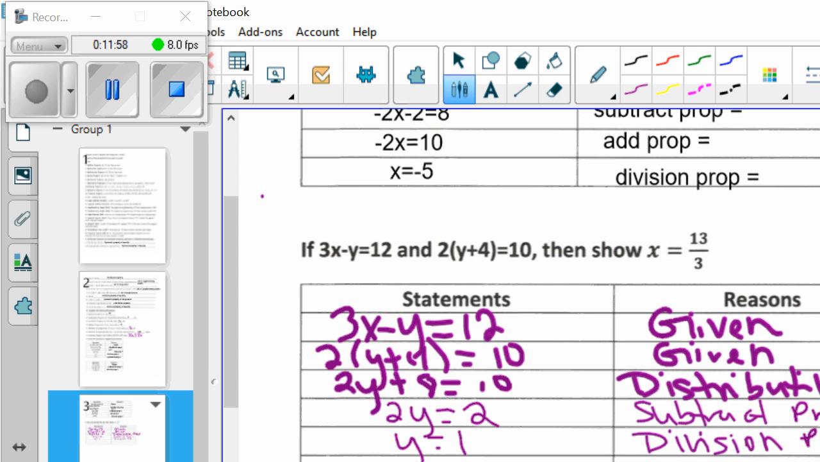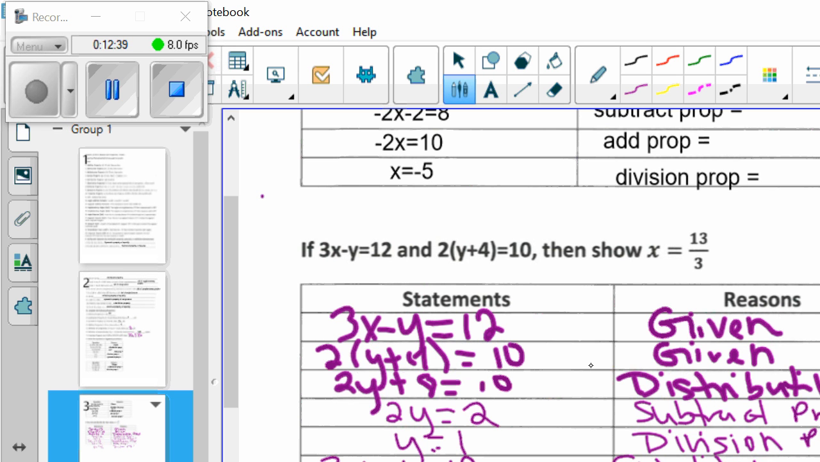So now that I know that y equals 1, I'm going to take that and substitute in that top equation, the very first one. So I'm going to rewrite that 3x minus, instead of y, I'm going to substitute 1 equals 12. This is the substitution property. Remember, we can only use substitution when we have equal signs. So now I need to solve this equation. So I'm going to add 1 to both sides. So I get 3x equals 13. This is the addition property of equality. And finally divide by 3, and I get x equals 13/3, which was the division property of equality.